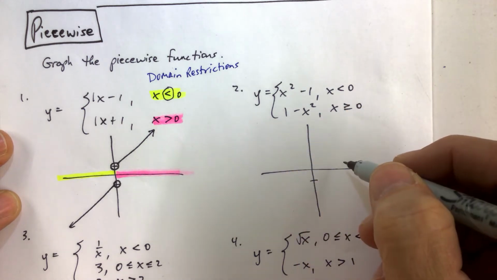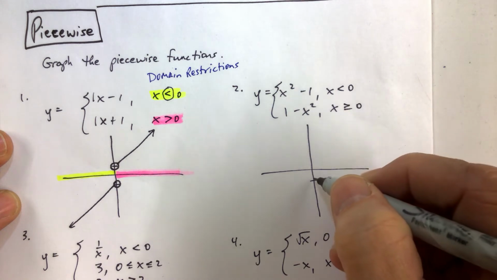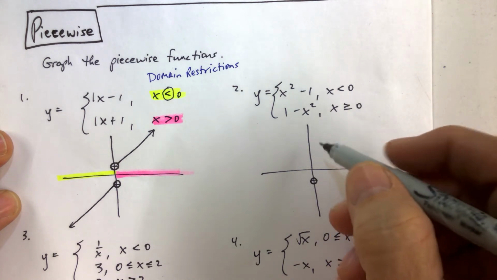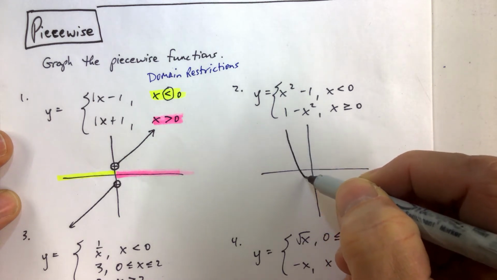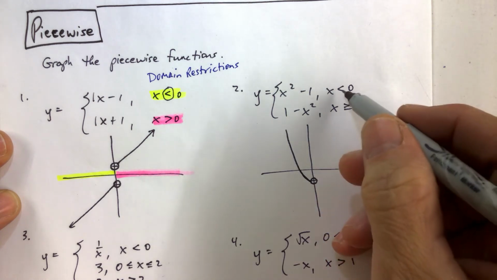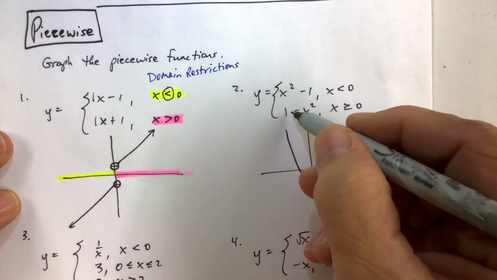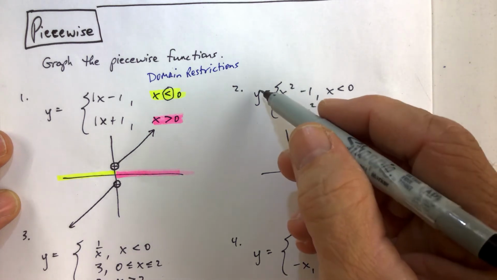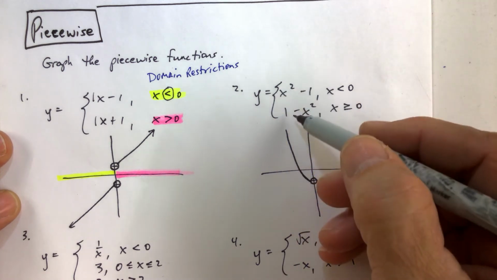Okay, but we're only allowed that part of the parabola when x is less than 0. So again, we get our open circle, and then we have this parabola to the left of x equals 0, and that's the first piece of this piecewise function. So y is the function made up of two pieces.